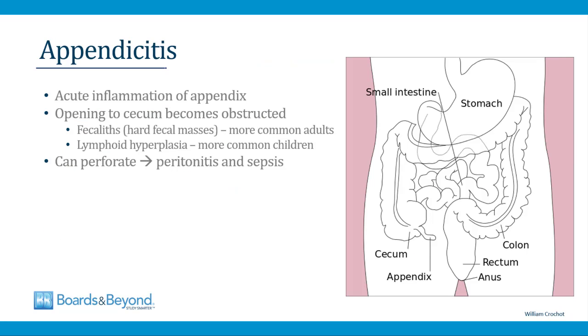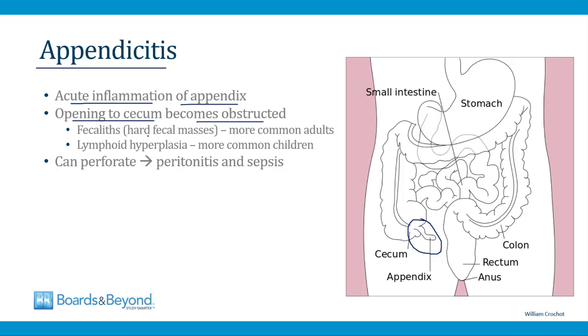Moving on, let's talk about appendicitis, which is an acute inflammatory condition of the appendix, which is a blind-ended tube that hangs off the end of the cecum at the end of the small intestine. What happens in appendicitis is the opening of the appendix to the cecum becomes obstructed, and then bacteria and white cells and pus accumulate behind the obstruction, essentially causing an abscess inside the appendix.